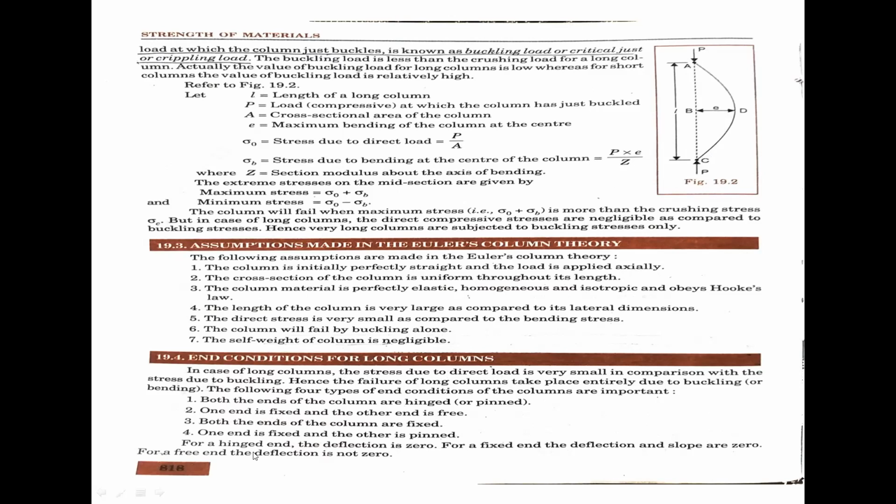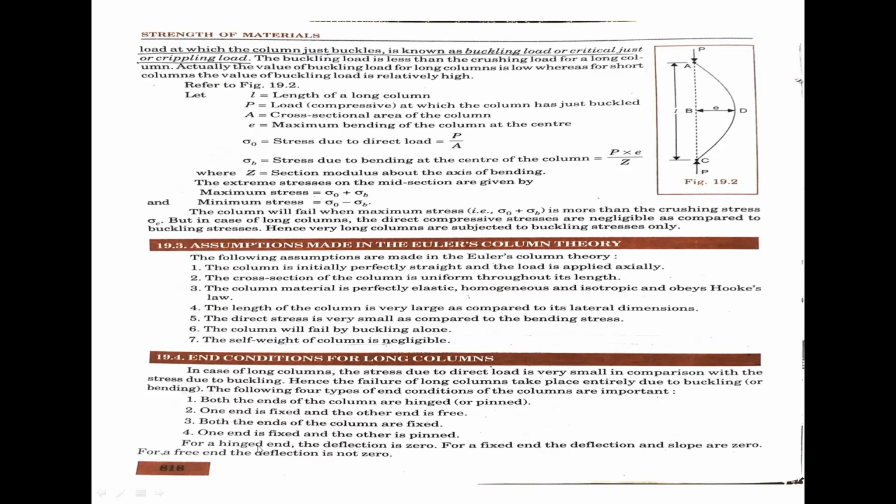So that is the second end condition of the column. Third, both the ends of the column are fixed. That is the third condition, the fixed condition. Fourth, one end is fixed and the other end is pinned. Pinned means hinged. For these four conditions, you have to follow the long column theory.